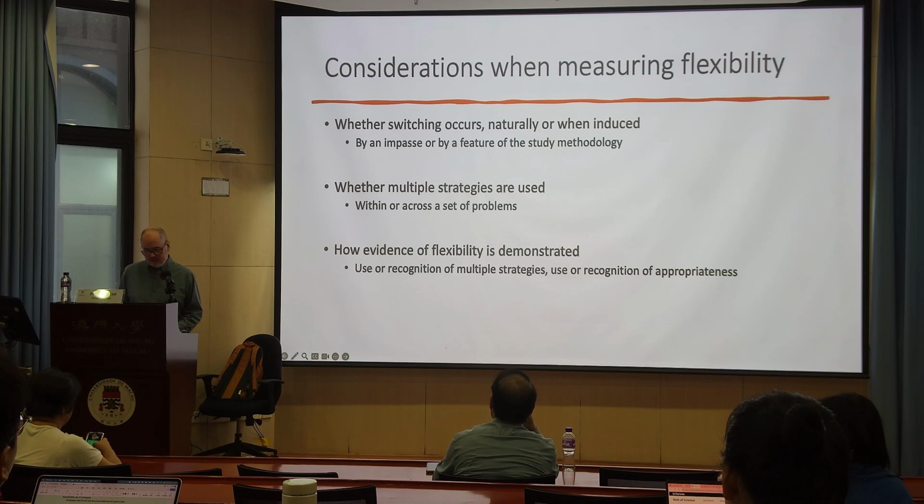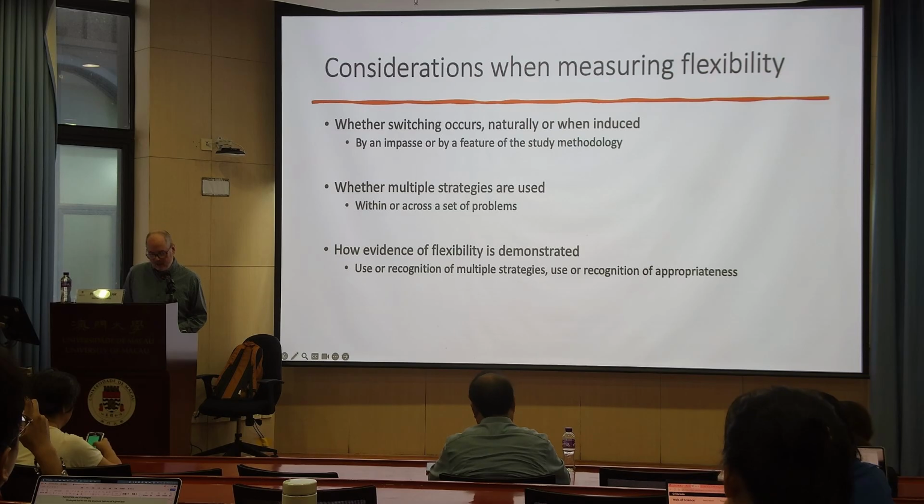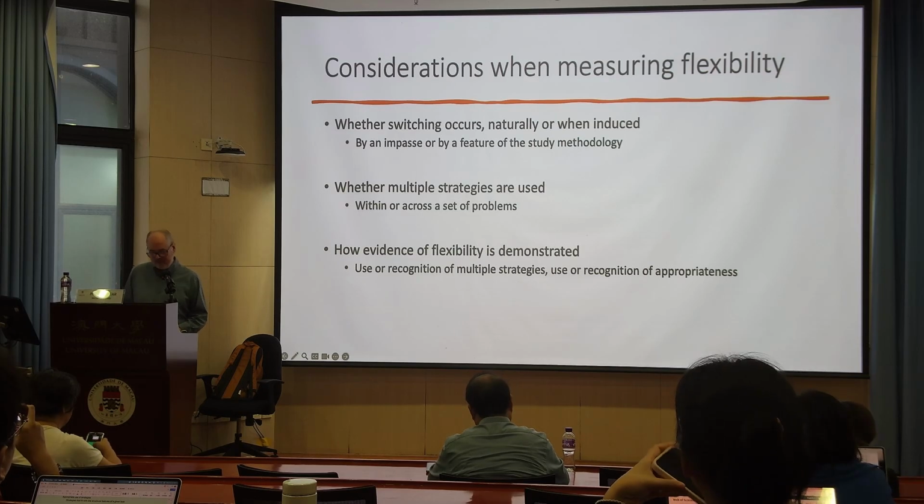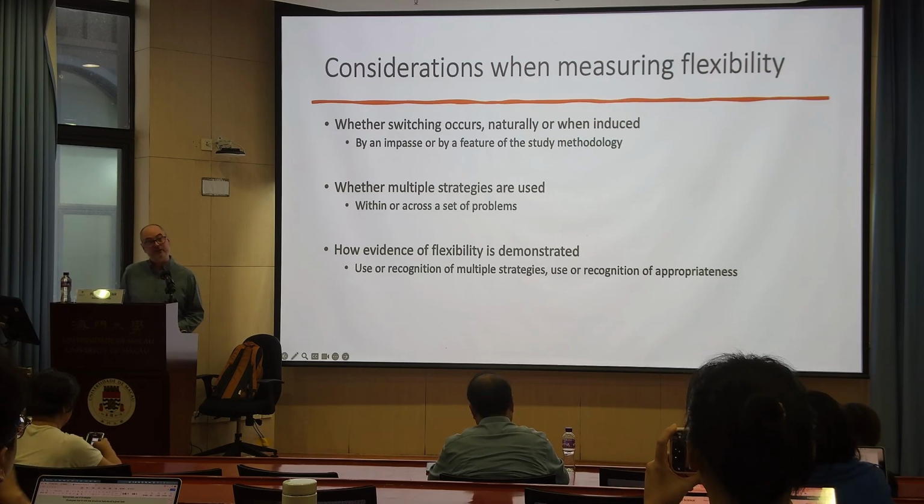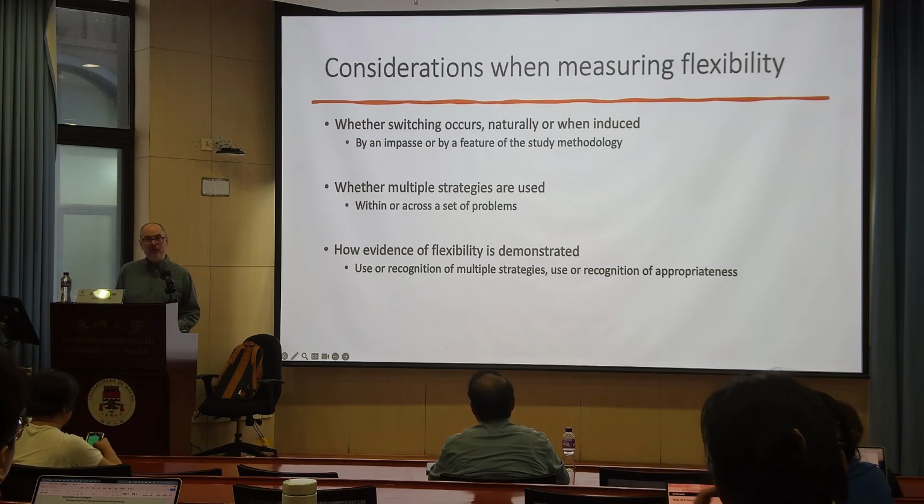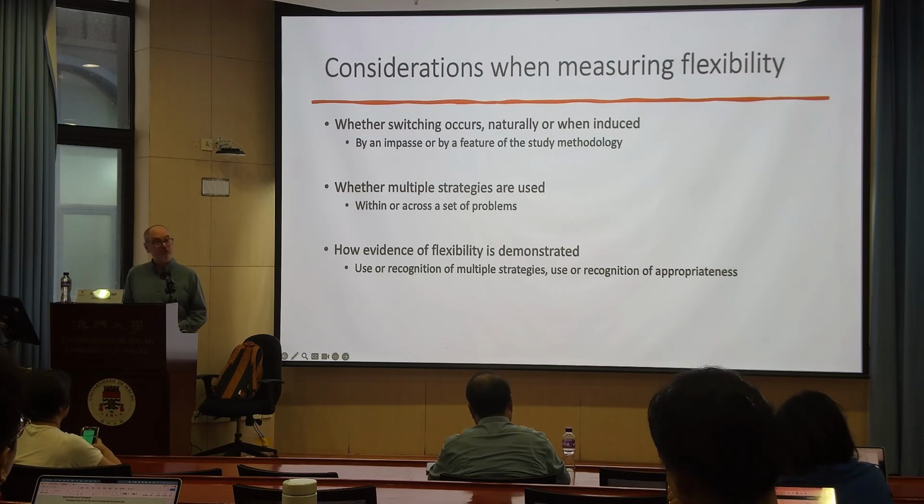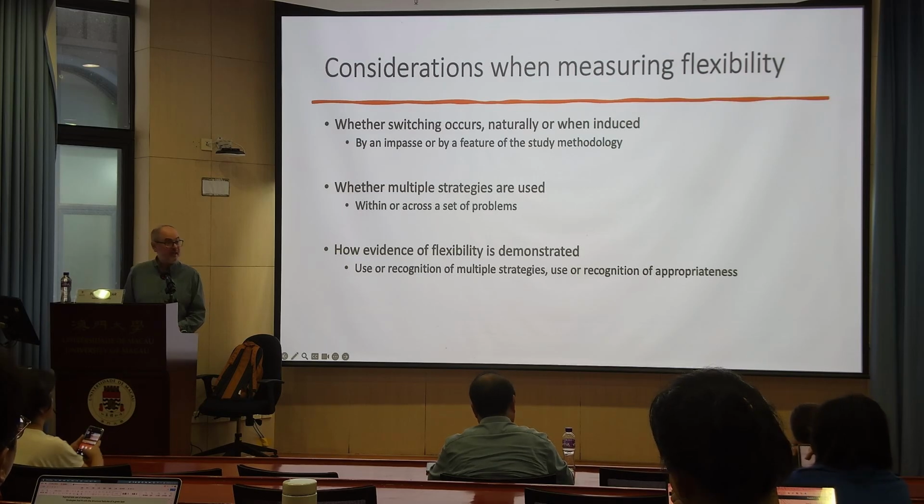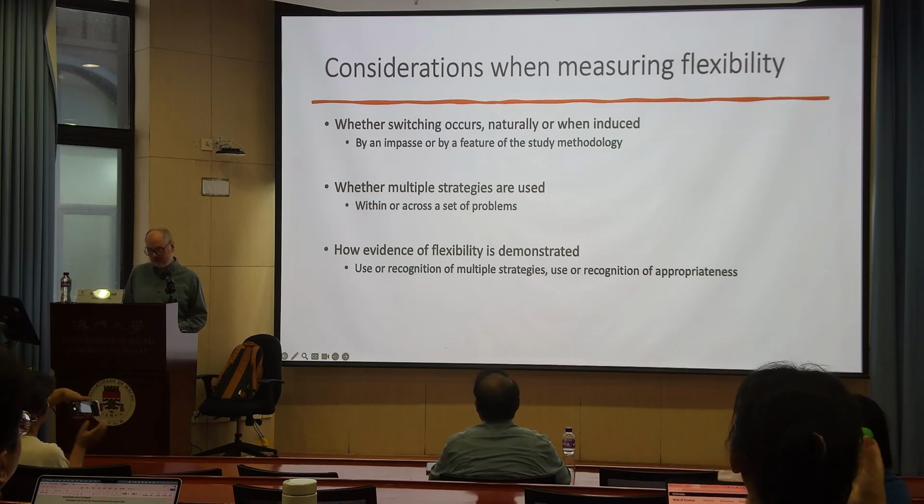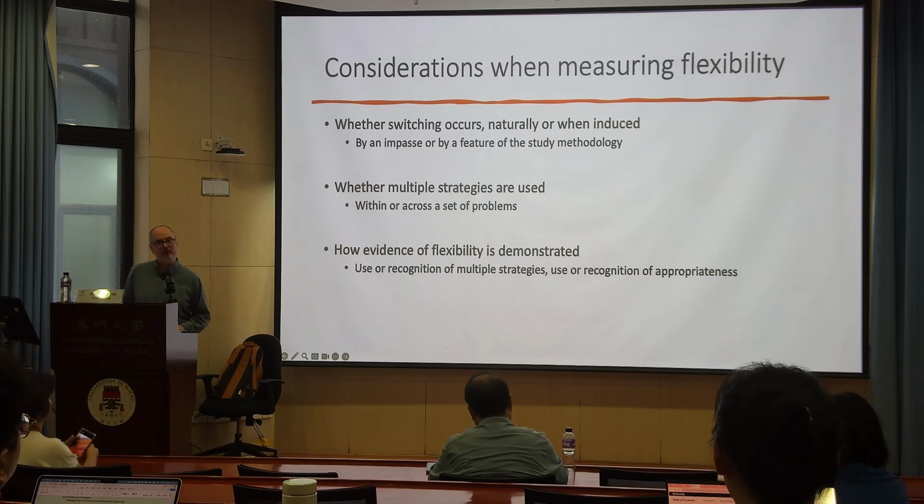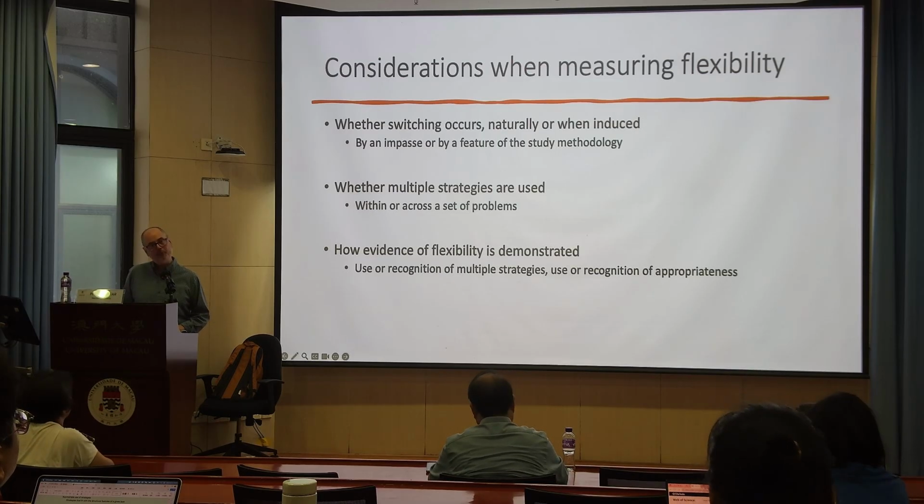And then the final thing that I need to think about when measuring flexibility is how the flexibility is demonstrated, and this really relates to this idea of appropriateness. How can I tell whether they use appropriate strategies, whether they know appropriate strategies, what they mean themselves by appropriate strategies? This is important for me to know as well in assessing flexibility. So this is hard. This is hard to figure out how to measure flexibility, and I've gone through multiple iterations in my work on flexibility to try to figure this out.